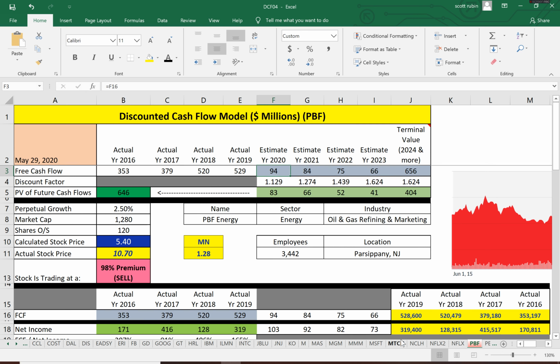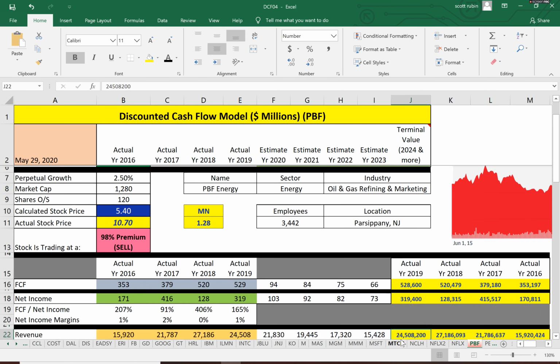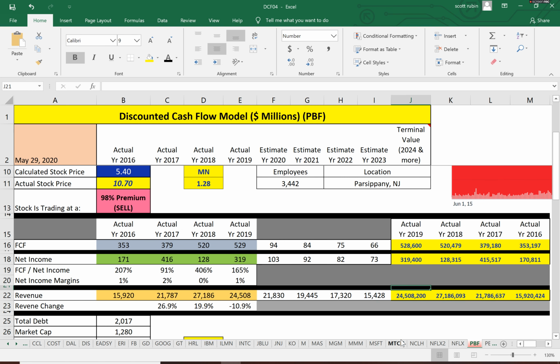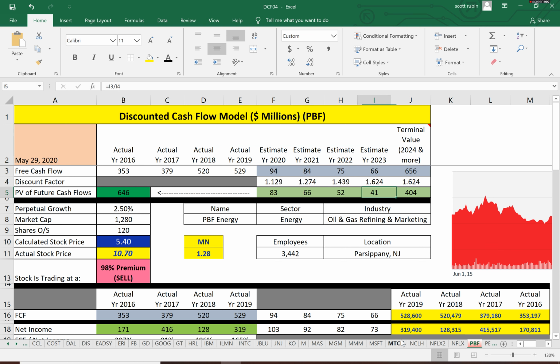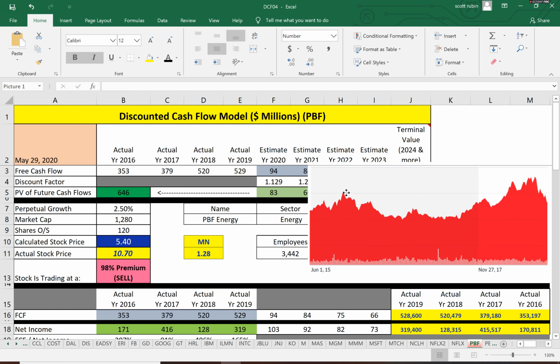We calculated the free cash flow based off of the historical information, and we also calculated terminal value, which is all future cash flows. And then we discounted those numbers back to today, and we calculated the value of this company at $646 million. And when you divide it by 120 million shares, it's a calculated stock price of $5.40, and it's trading at 10.70. Let's see the historical stock price.